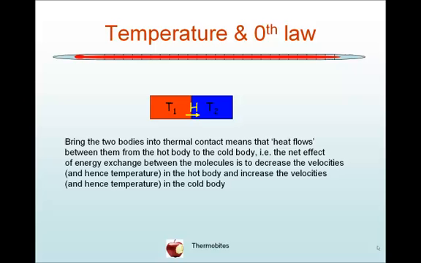So in the hot body with a large temperature, there's going to be a greater velocity, or the value of the velocity distribution is larger than in the cold body. So the net result will be that molecules in the hot body will exchange energy with the molecules in the cold body, such that the energy content of the hot body will go down and the energy content of the cold body will go up, and that will be measured in terms of the temperature. So expect the hot body's temperature to decrease and the cold body's temperature to increase.